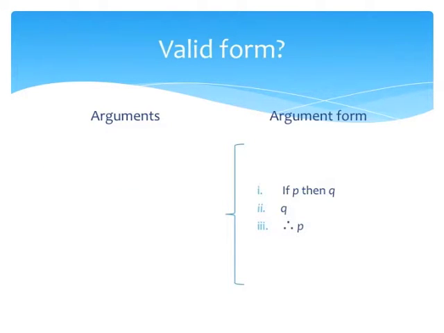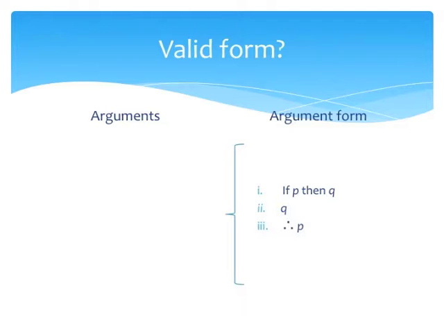Now look at the argument form to the right. If P then Q, Q, therefore P. Now this form is quite similar to the previous one, but it's different. The difference is that whereas in the previous one we had P in the premises and Q in the conclusion, here we have exactly the opposite. Now, is this a valid form?